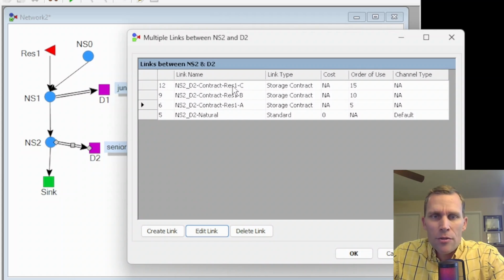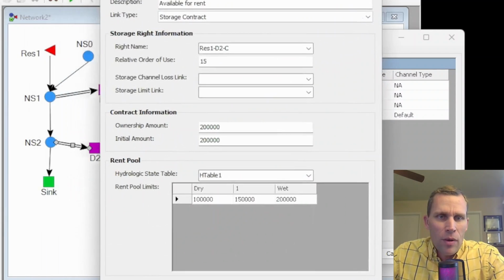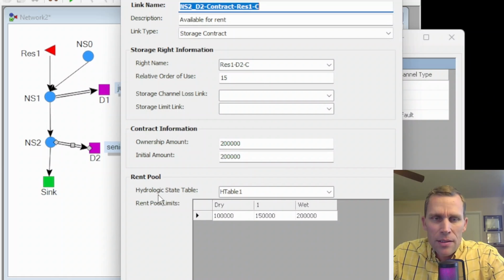However, storage contract link C here I'm going to click on edit. And then what I have towards the bottom is I've selected the hydraulic state table, HT table 1. And then for each of the hydraulic states, dry, average, and wet, I have the amount of water in units of acre feet that this particular owner is willing to contribute to the rent pool.